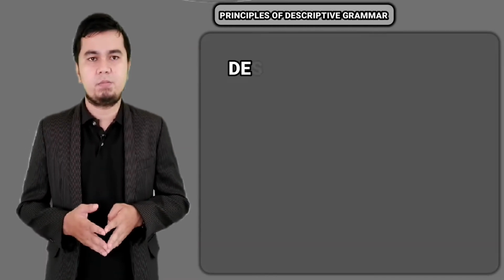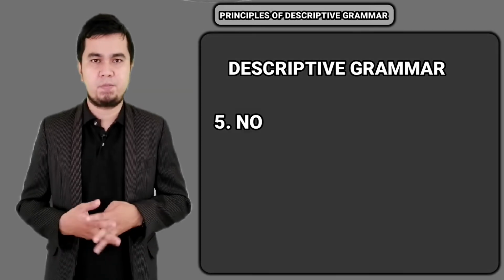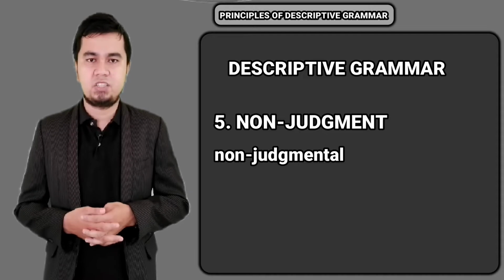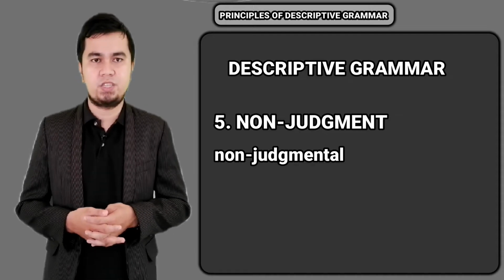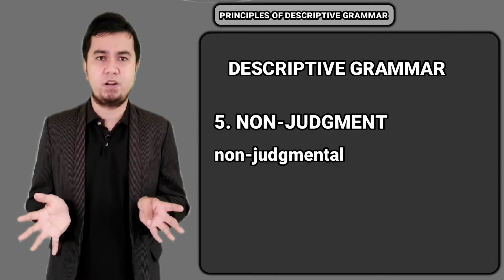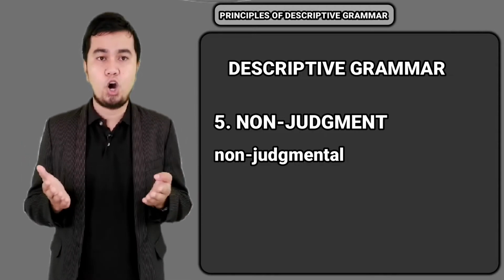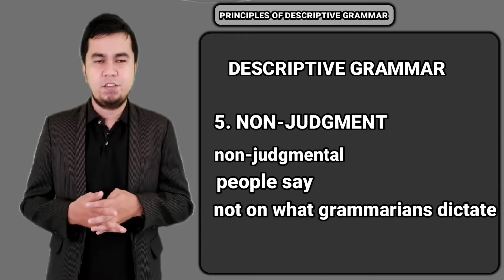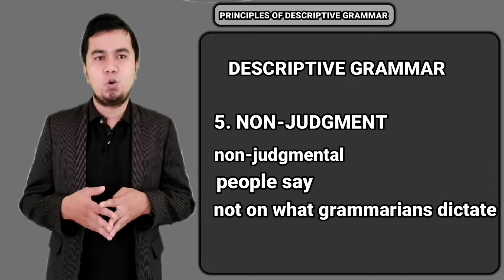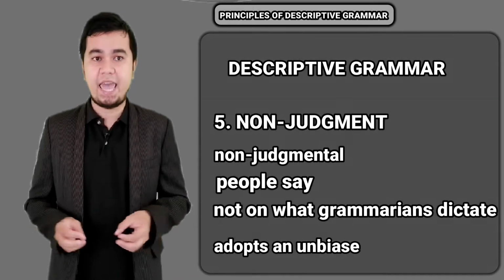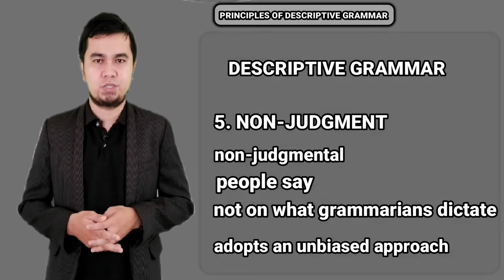And the final principle of the descriptive grammar is non-judgment. So grammar in this is non-judgmental in attitude, not like the prescriptive grammar, which is judgmental. We are not being judged here in the descriptive grammar. This is only based on what people say and not on what grammarians dictate. So unlike the judgmental grammarian who reflects a critical point of view, a non-judgmental grammarian adopts an unbiased approach.